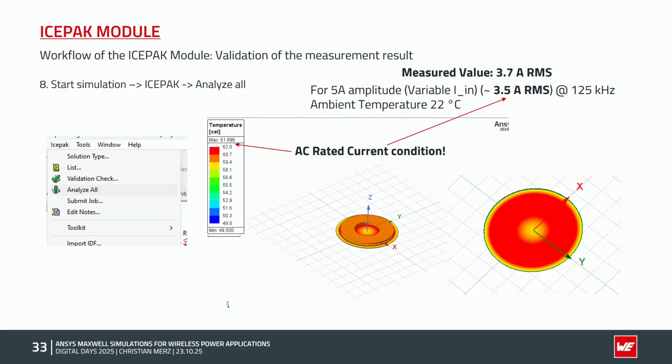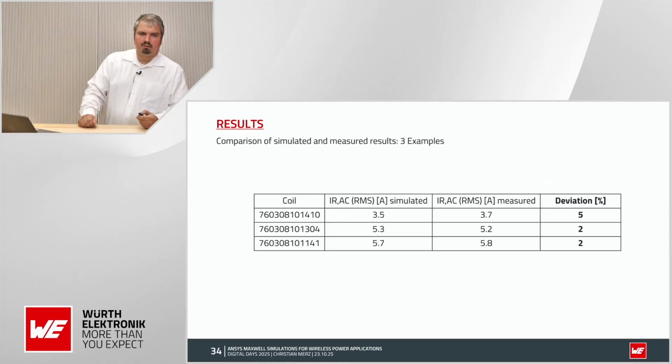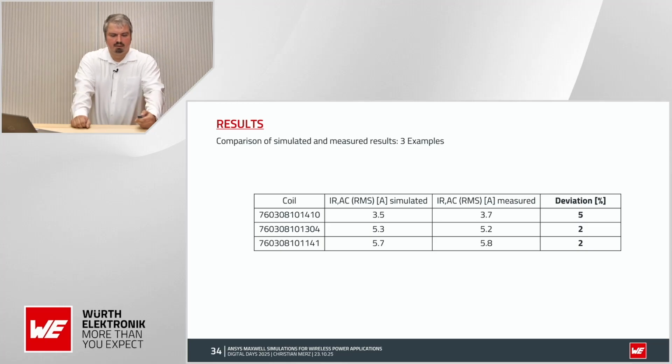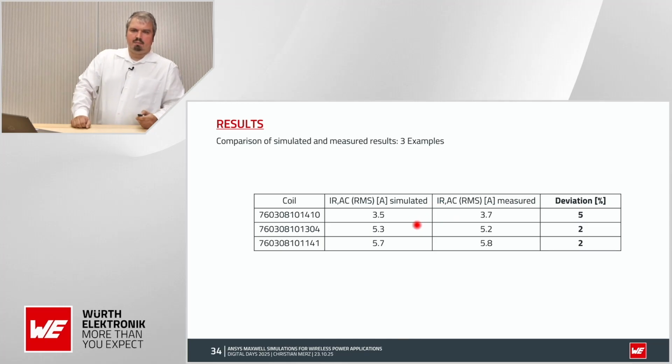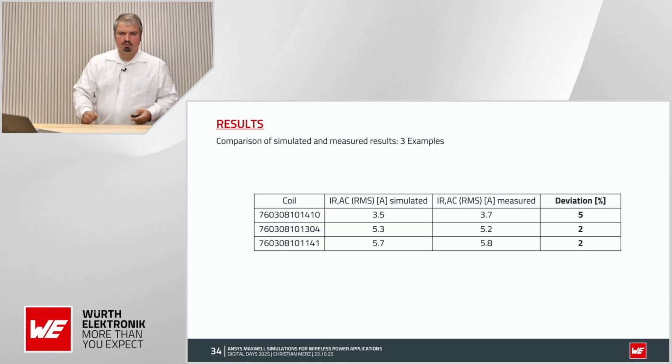I also confirmed this value with our innovative measurement setup for measuring the AC rated current, and the measured value is 3.7 amps RMS, which is quite close to the simulated value. Here I have 3 different examples for simulated and measured AC rated current values. This is the example I showed you right now, the A10 design. As you can see, we have a deviation of 5%. With 2 other standard parts I simulated and measured, I have an even smaller deviation of only 2%.